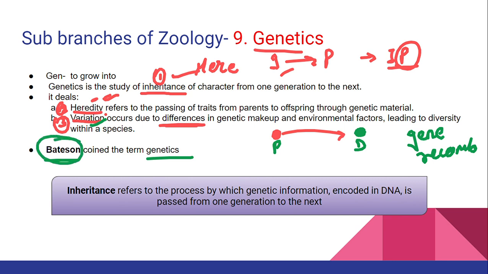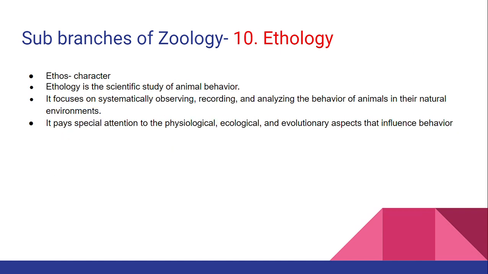Okay, Bateson coined the term genetics. Again, a very important scientist name. So one was Haeckel and the second one was Bateson. Okay, what are the sub-branches? Again, the last one, I think, is ethology. That is the 10th one.